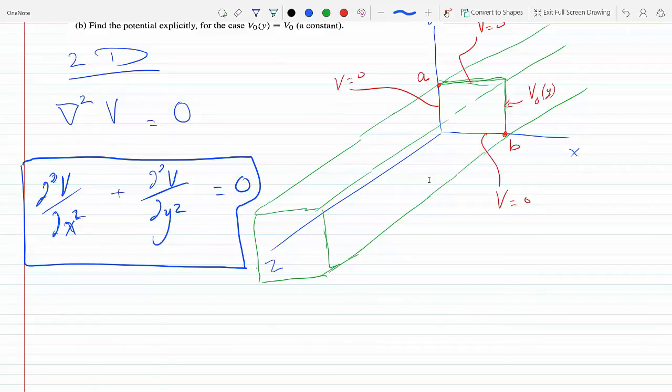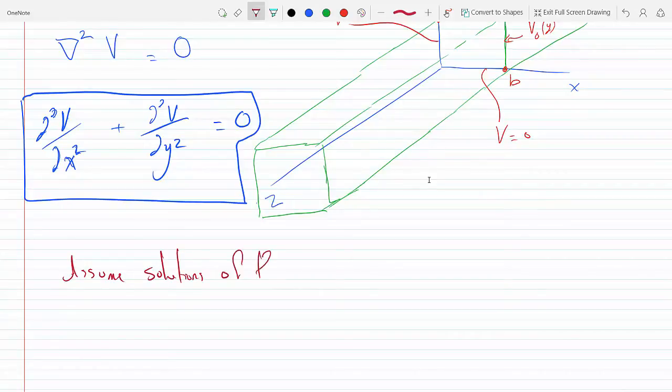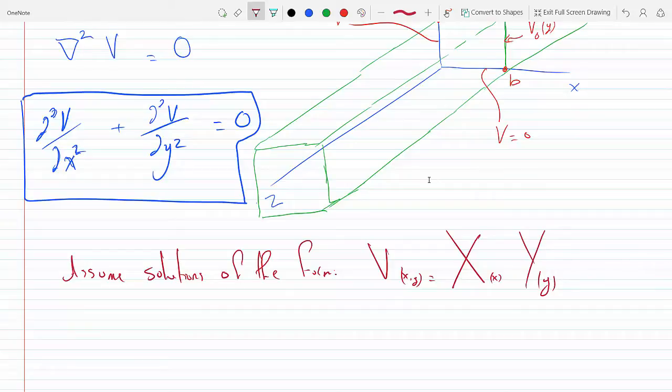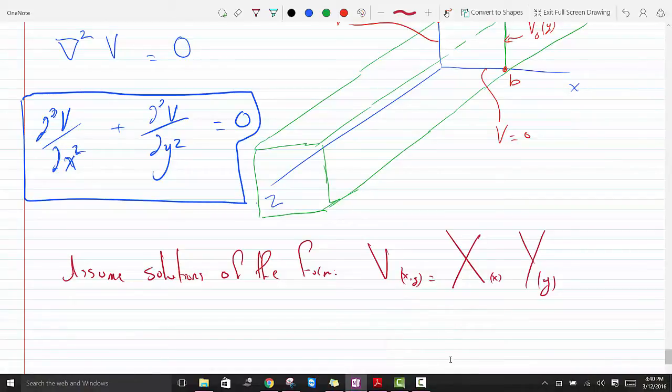So you know how to begin: separation of variables. We're going to do this using separation of variables. And I'll give you a hint. The first step is you assume solutions of the form, to separate the variables, v of x, y has to equal some function of x times some function of y. That's the first step to these problems. I just called them big X and big Y.